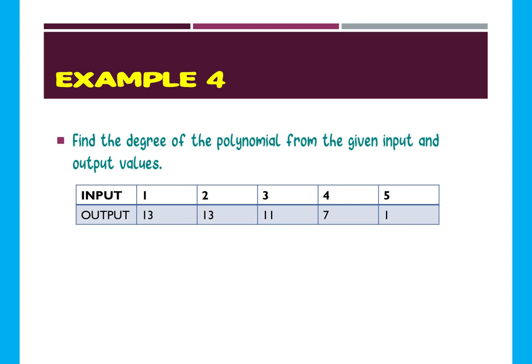All right, so example 4 says find the degree of the polynomial from the given input and output values. This is my original input and output, so this is not already a rate of change. We have to find the rate of change. First thing we're going to do is pay attention to your intervals at the top. Are they the same? Yes. If they're not the same, we have to figure out the rate of change by doing y2 minus y1 over x2 minus x1. But because these are all going up by ones, I literally just have to find the difference between each one of these.